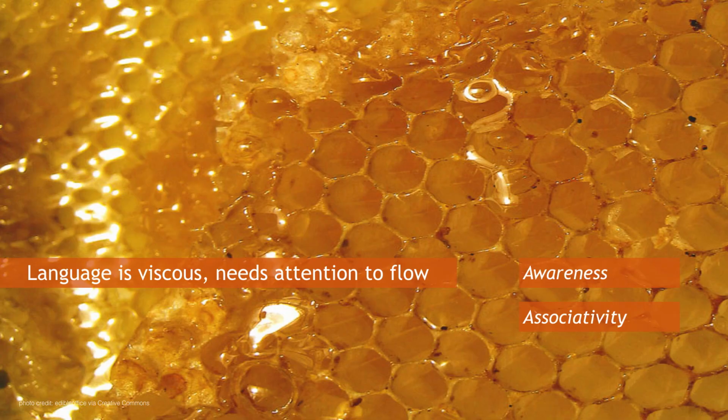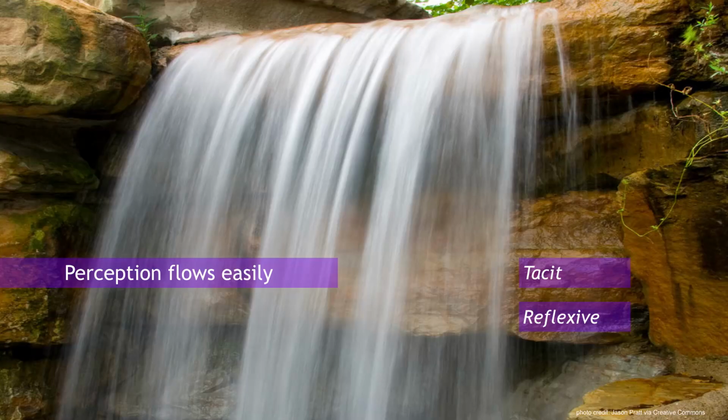And if we engage language, or if we engage perceptual information, it feels very different to engage with the flow of meaning, depending on which of these we're engaging with. And that's because language is viscous. It needs our attention to flow. It's laden with awareness and associativity, whereas perceptual information flows easily. It's tacit, it's reflexive. We can pick it up without a lot of direct attention. It feels different to engage with perceptual information.